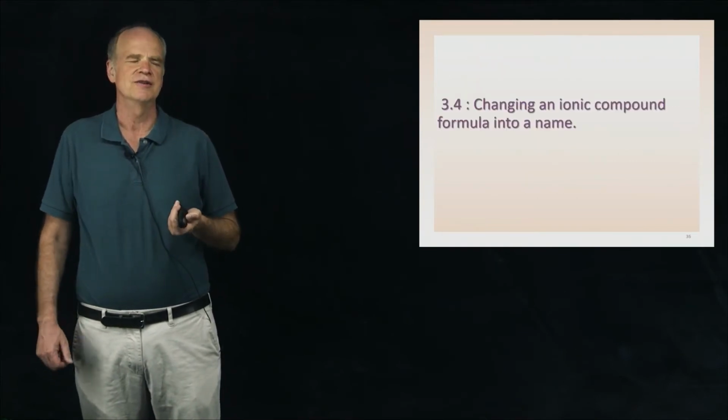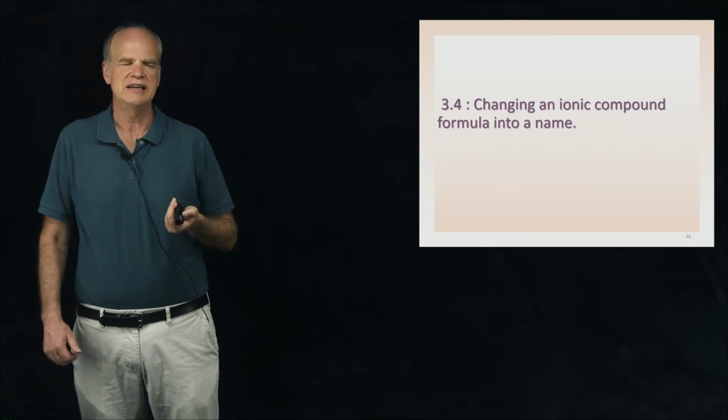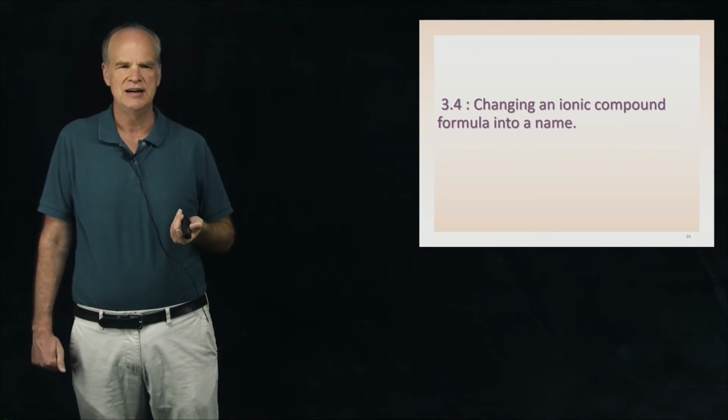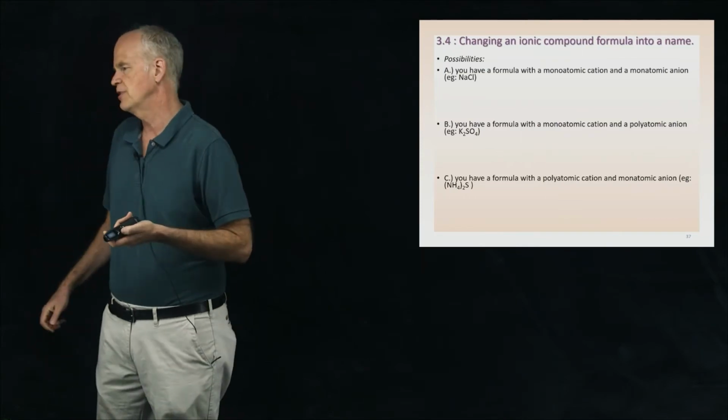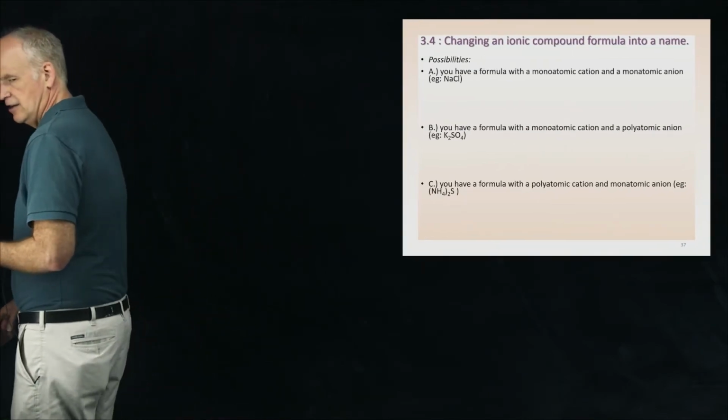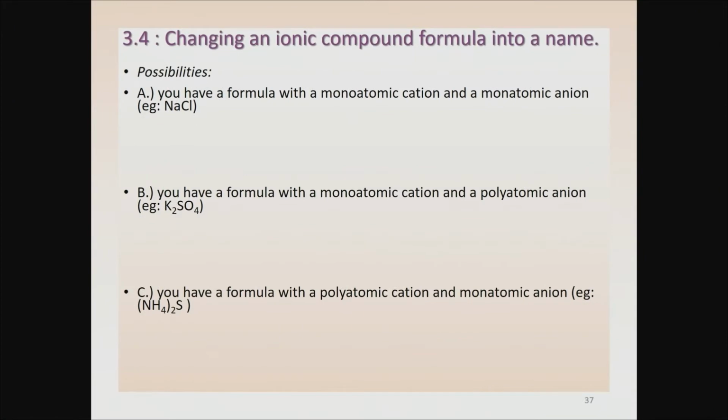So let me start by talking about how we take an ionic compound formula and convert it into a name. Let me go through these rules that we have here on the computer. You'll see a bunch of formulas for ionic compounds, and you're going to have to convert them into names. There actually are about 4 types of compounds that you'll have to do this for. So you have to recognize the type of compound that you have and then remember the rules to convert that compound formula into a name.